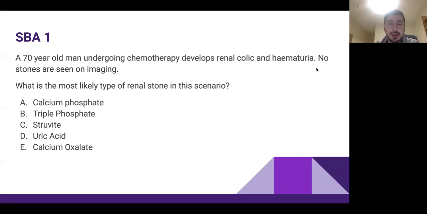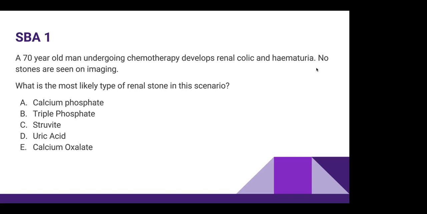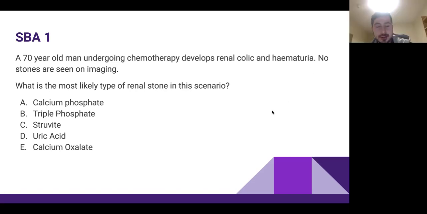So a 70-year-old man undergoing chemotherapy develops renal colic and hematuria, but no stones are seen on imaging. So what do you think is the most likely type of renal stone in this scenario? I don't know, but maybe uric acid. Perfect, well done. So the answer is indeed uric acid.